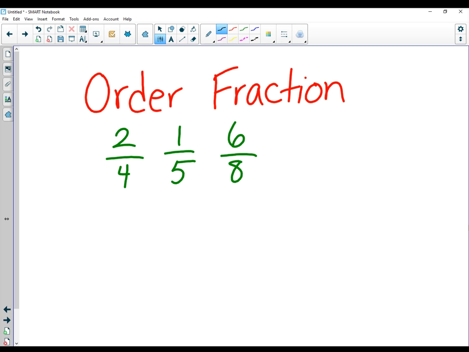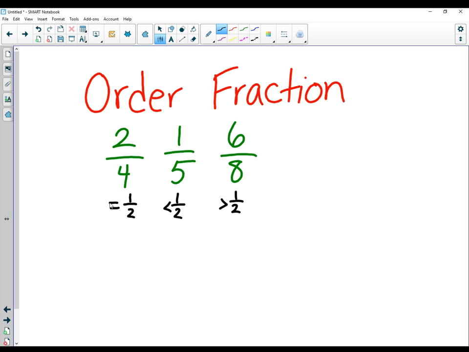The first thing I'm going to check is my benchmark. I know that I can use 1/2 to help me understand what these fractions mean. So 2/4, that's equal to 1/2. And 1/5, that's only 1 out of 5 pieces. That's less than 1/2. And 6/8 is greater than 1/2 because a half would be 4/8.